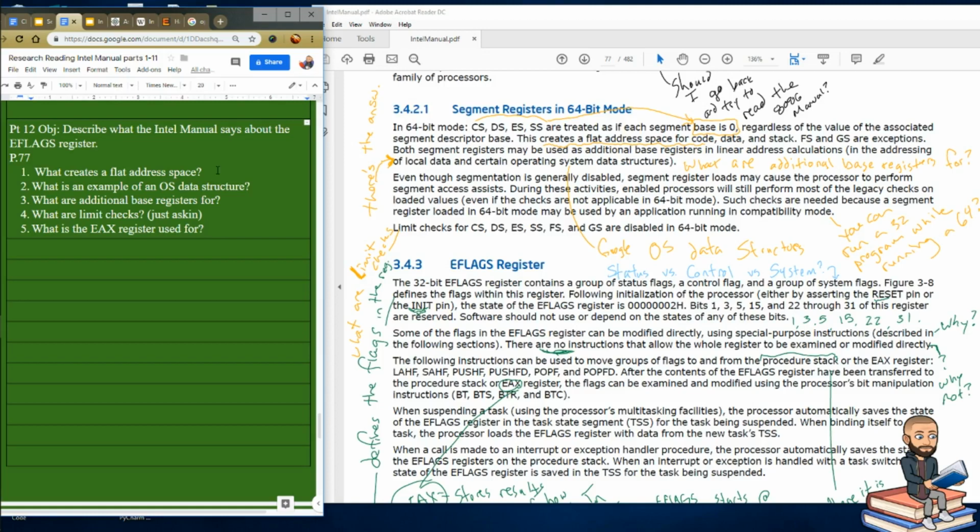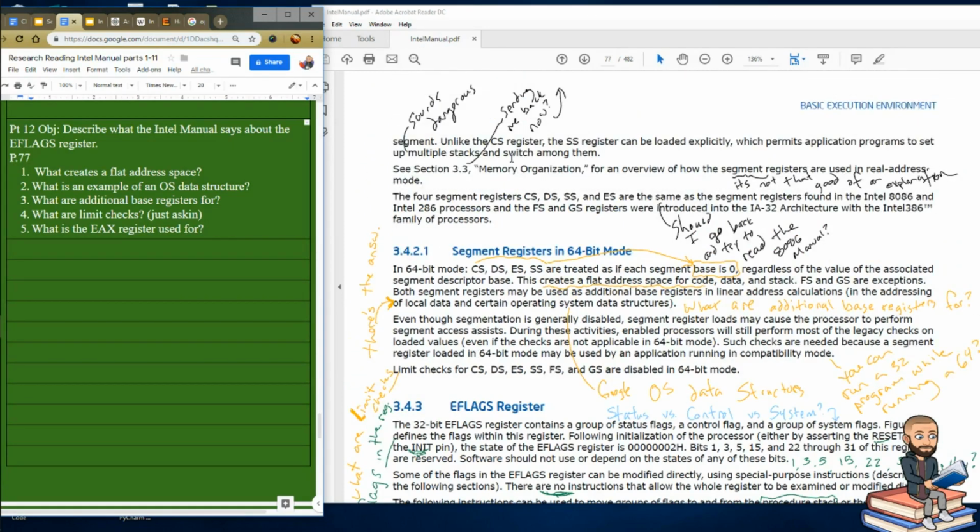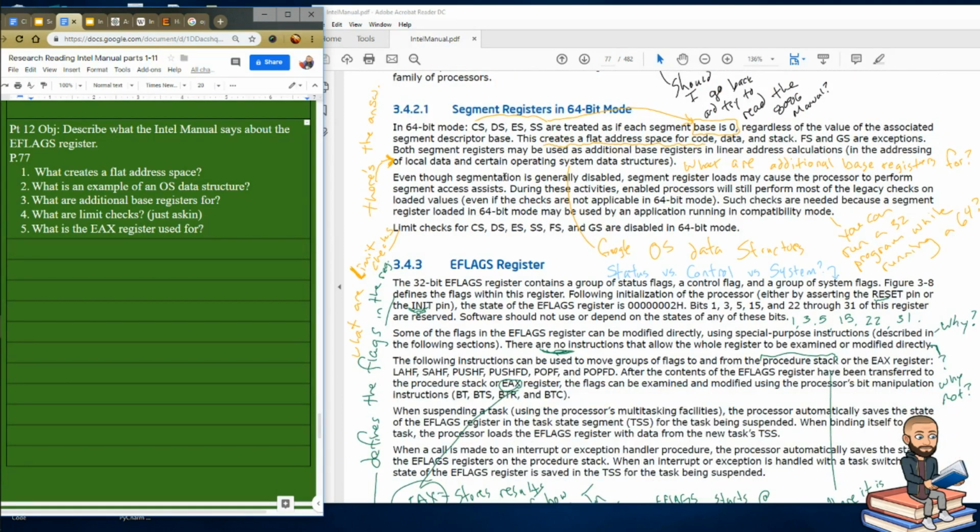The objective today is to describe what the Intel manual says about the Eflags register, and before we dive into that, I'm just going to quickly read this segment registers in 64-bit mode section. It's a pretty short section. I should have probably included it in the previous video, but seeing how many modern systems don't use segmentation at all, they use flat address space, I think we can get away with brushing over this pretty quickly.